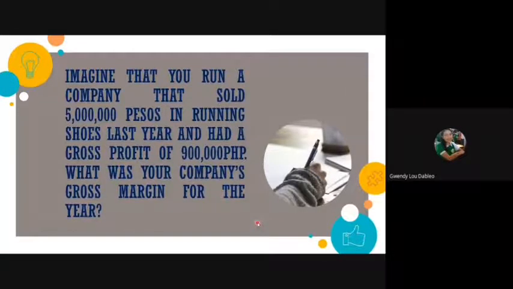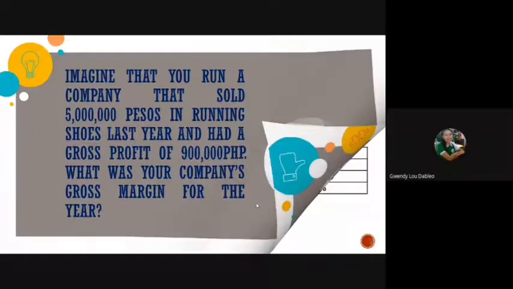Imagine that you run a company that sold 5 million pesos in running shoes last year and had a gross profit of 900,000. What was your company's gross margin for the year? We are referring to the gross profit ratio. Okay. Wow, very good. All of you got the correct answer. It's 0.18 or 18%.